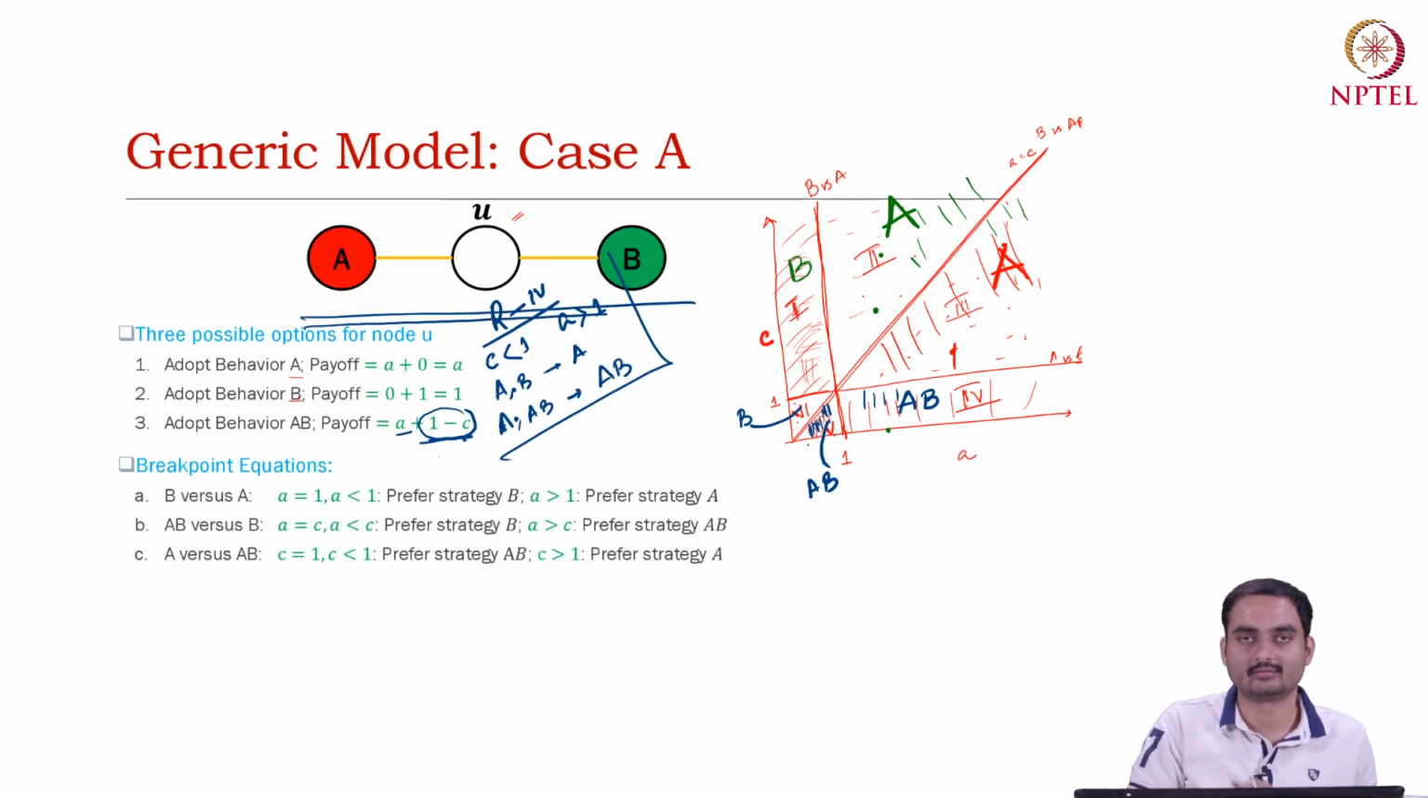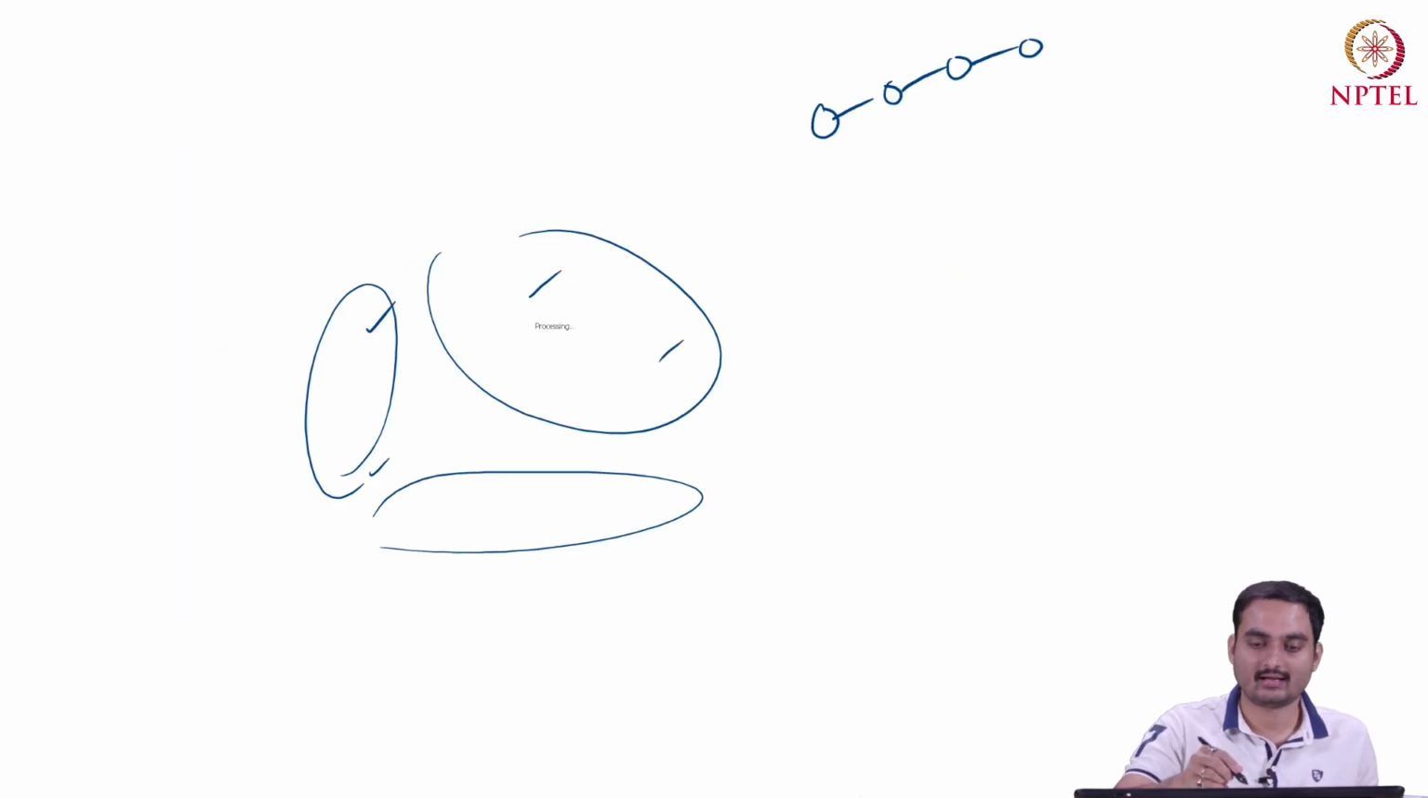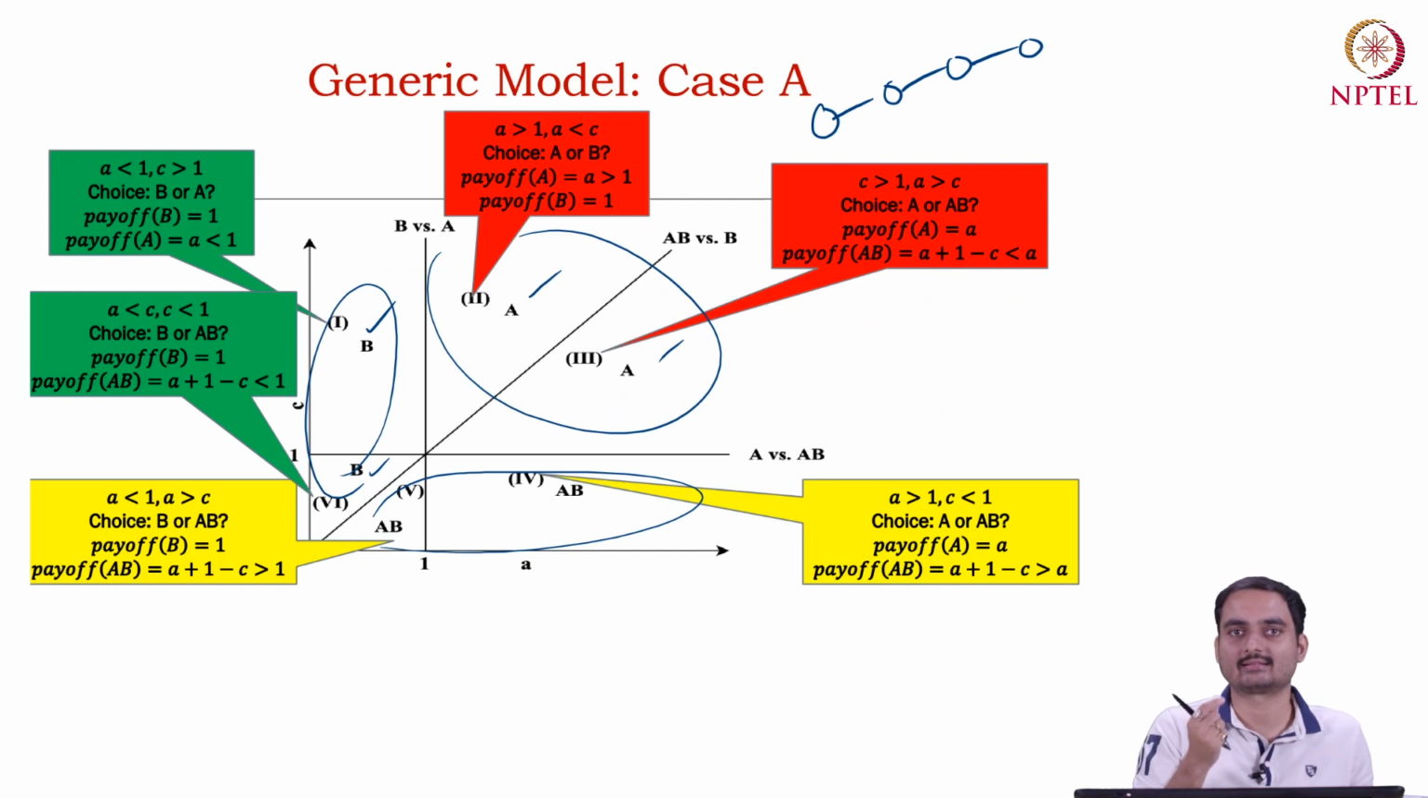If you remember the setting here, initially your strategy was B, and this was also B, and this was A. And let's say strategy A is something which has come due to this hard behavior.